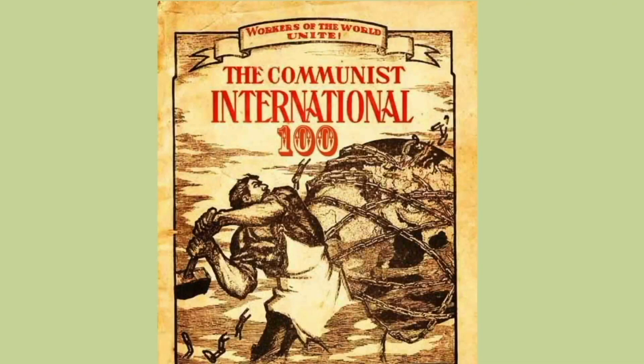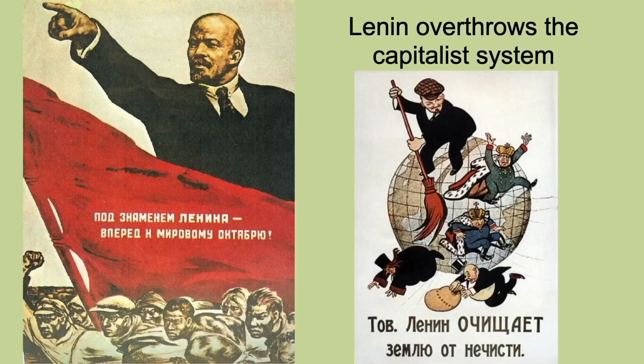But the imagery, this muscular worker smashing the chains that are binding the world, or here on the right, Lenin sweeping away the moneymakers and kings and priests of the capitalist world from the face of the earth. This shows the ideology of international socialism. That is, only once the world is fully communist will the revolution's work be complete.